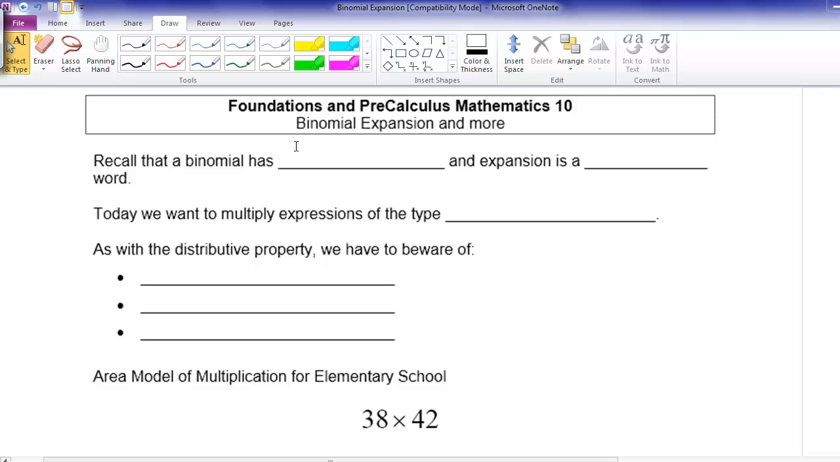This video looks at binomial expansion and a little bit more. Last video looked at the binomial property, and today we're going to look at multiplying polynomials past that. So recall that a binomial has two terms, and expansion is a multiplication word.